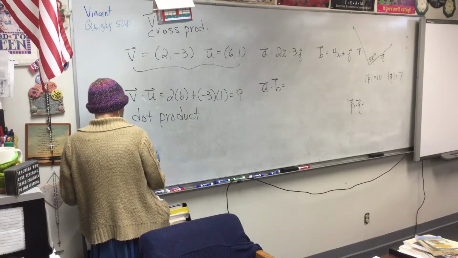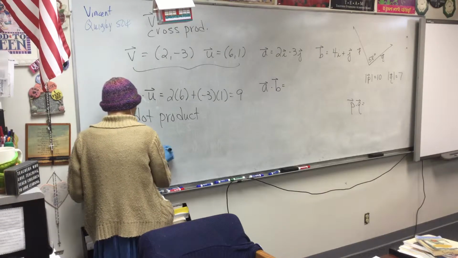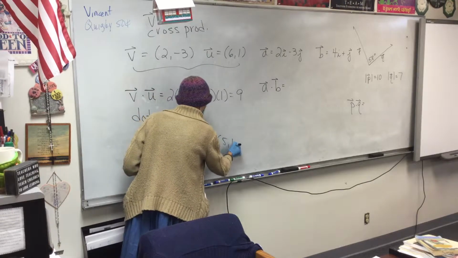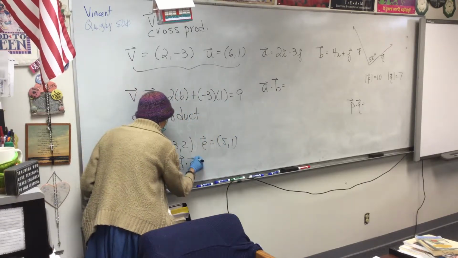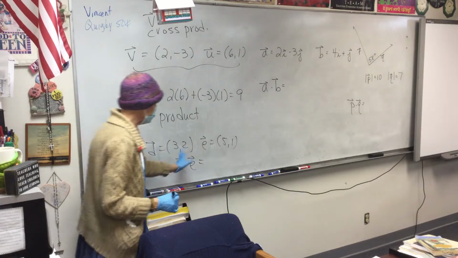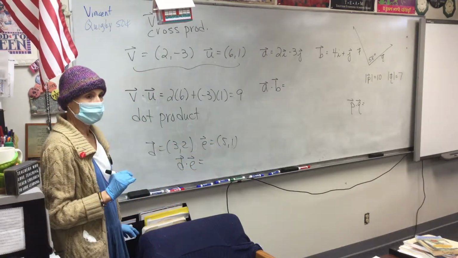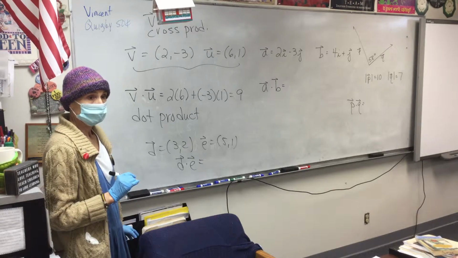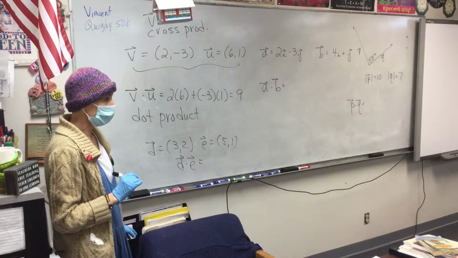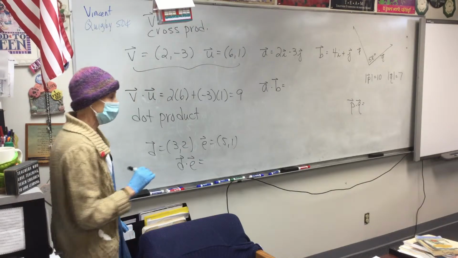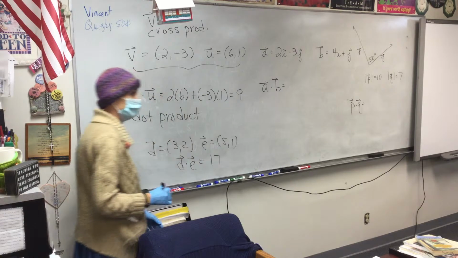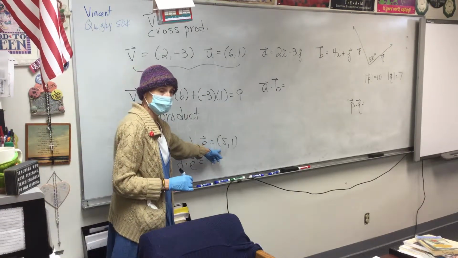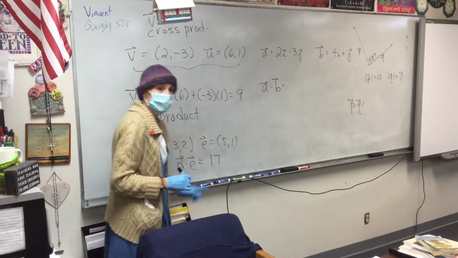But let's say we had vector D with coordinates 3, 2, and E with coordinates 5, 1. What would be the dot product of D and E? What would D dot E be? What would the dot product of those two vectors be? Think what Dan said. What would it be? 17. You said 17, you're right. One more time, how did we do that? We took x times x, y times y, and added them together.